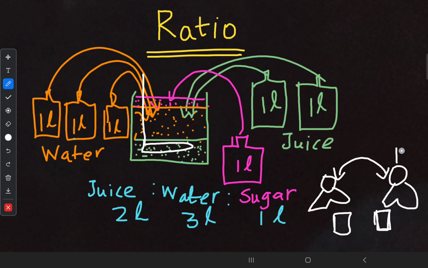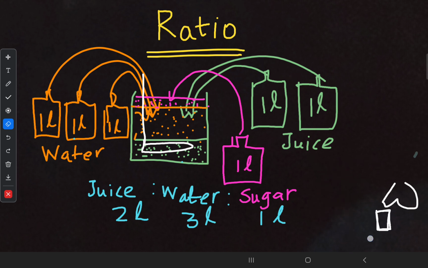But one is grade 11, one is grade 7, so we can't compare. That's what is happening here also. We have liter measurement here, we have milliliter measurement here, we can't compare liter and milliliter. So while you are representing the quantities in a ratio, they should be in uniform units.